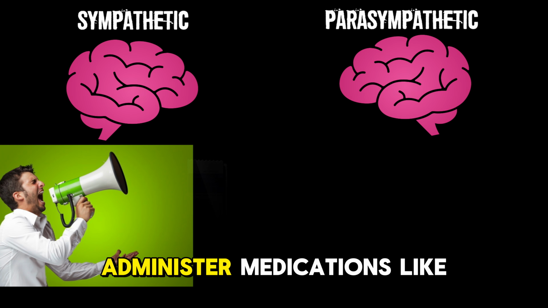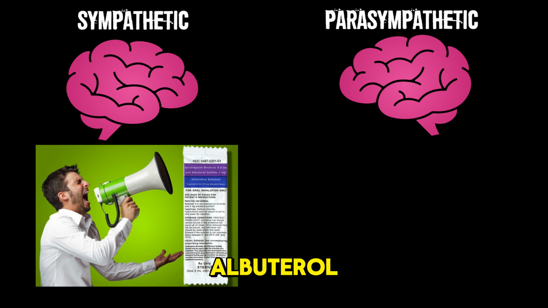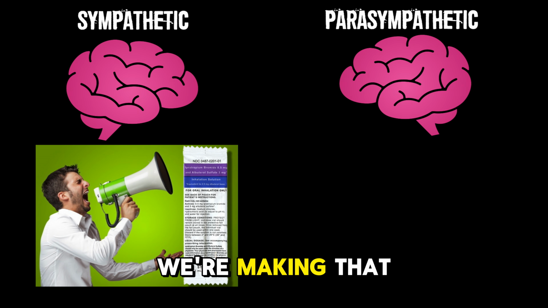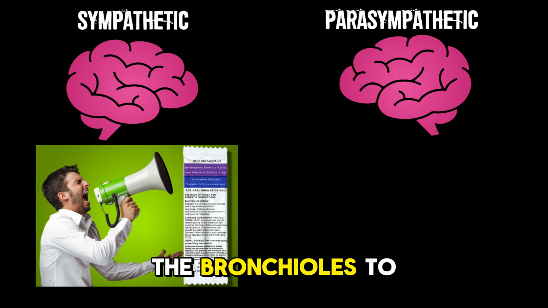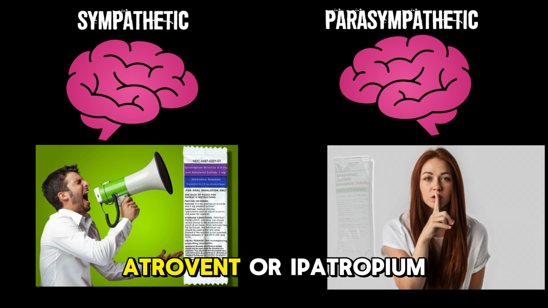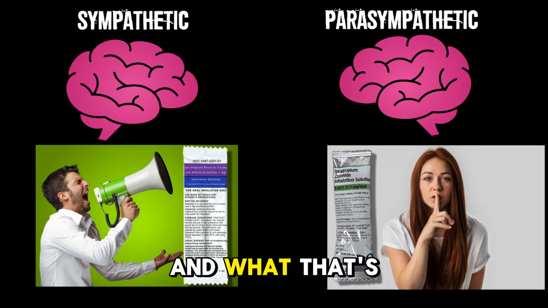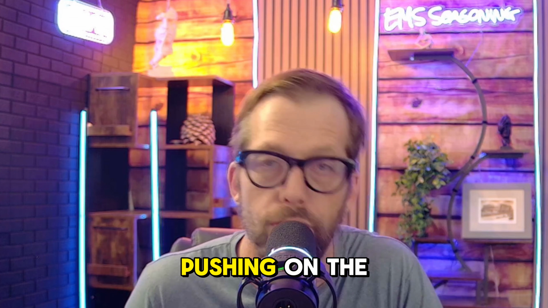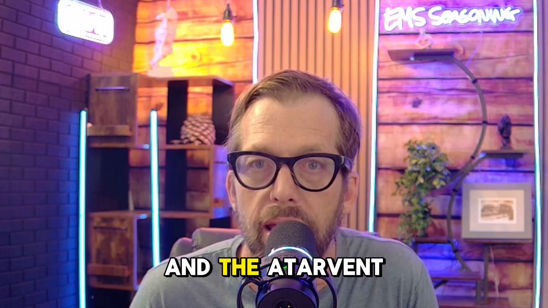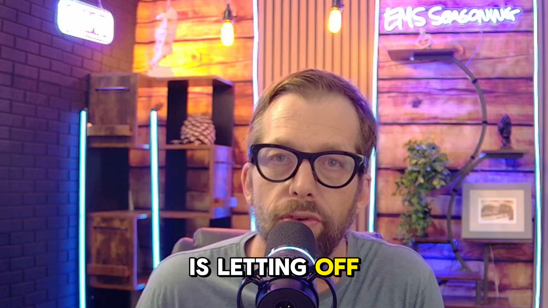The bronchioles just kind of find the middle ground between the sympathetic and the parasympathetic. Now, when we administer medications like albuterol, what we're doing is making that sympathetic nervous system louder, which is telling the bronchioles to dilate. So the bronchioles start to dilate. And then there's Atrovent, or ipratropium, and what that's doing is just telling the parasympathetic to be quiet. So you can think of a car rolling down a hill. The albuterol is pushing on the gas and the Atrovent is letting off the brake.